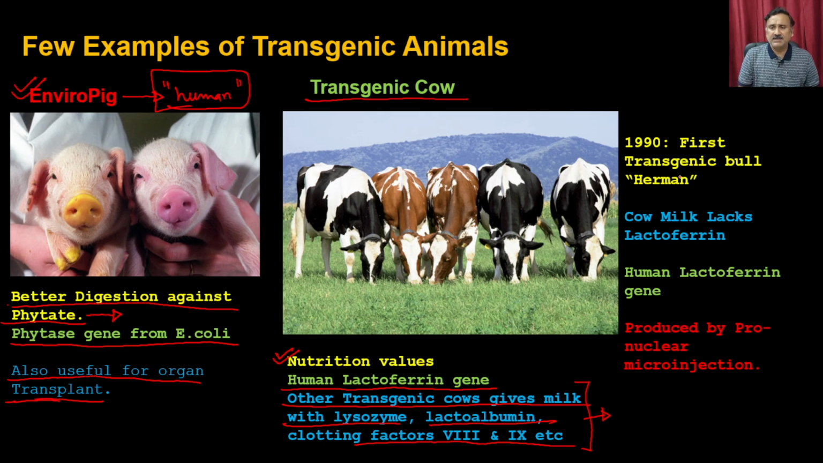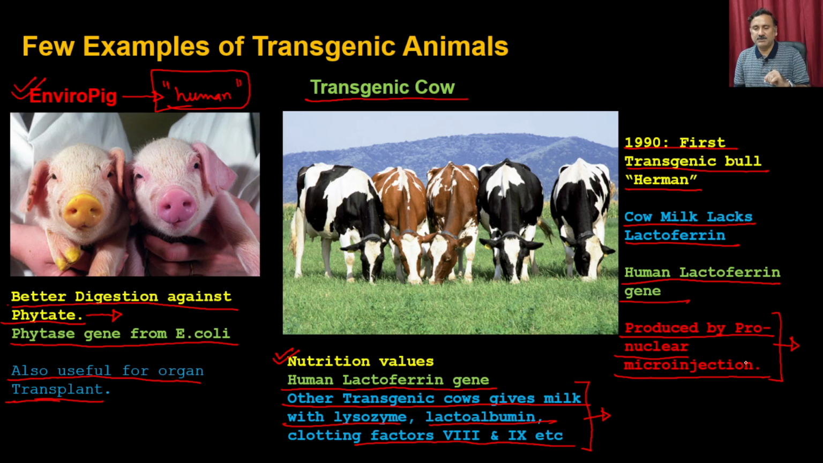And then we also have the transgenic bull, right. In the year 1990, the first transgenic bull, Hermann, was created, and the cow milk, which actually contains lactoferrin, is also being supplemented because of these transgenic cows. What you are doing is putting the human lactoferrin gene in, and it is produced by a method called pronuclear microinjection. Remember that we discussed three methods: one using pronuclear microinjection, the second using stem cells, and the third using retroviruses.